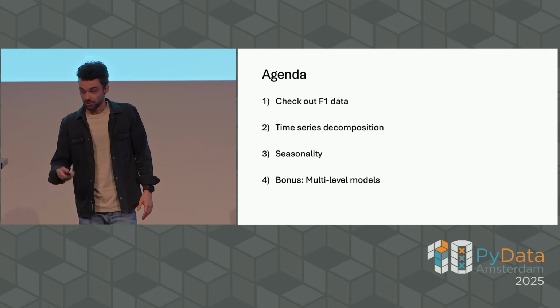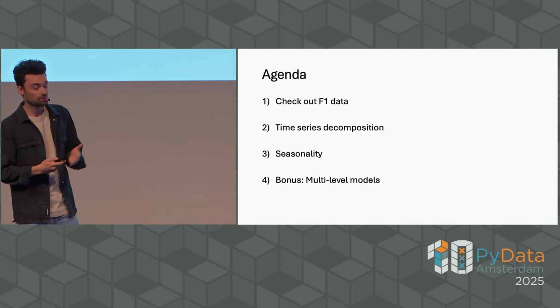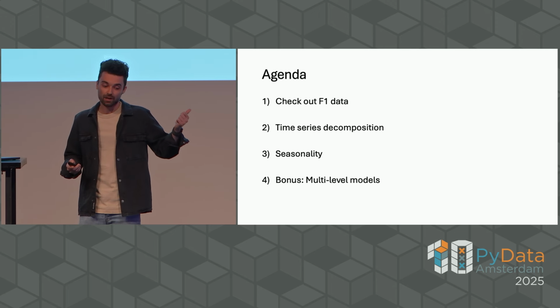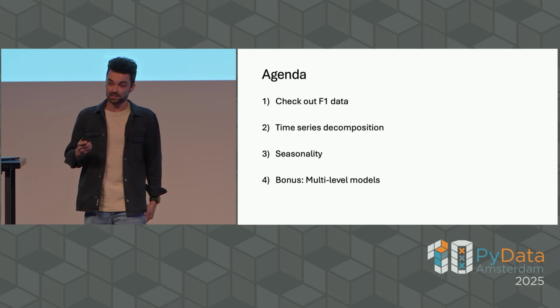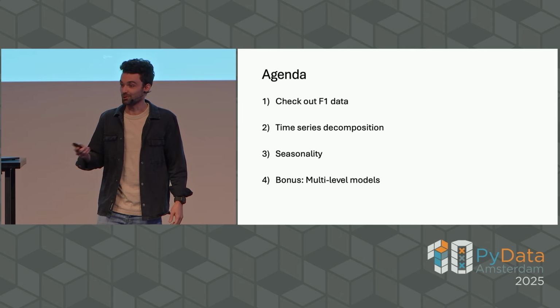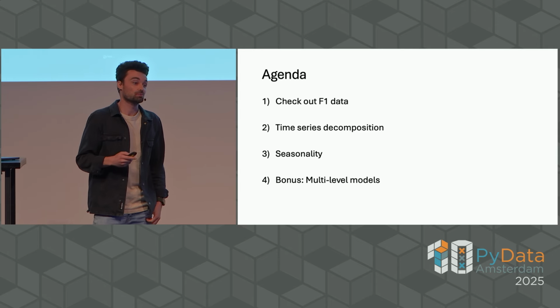So, agenda for today, we're going to basically divide the talk into 4 parts. We're going to check out Formula One data. We're going to look at how to decompose its time series. We're going to look at seasonality, always a very important component in time series. And as a bonus, we have a sneak peek into multi-level models.